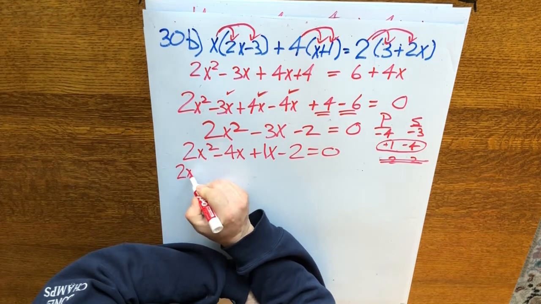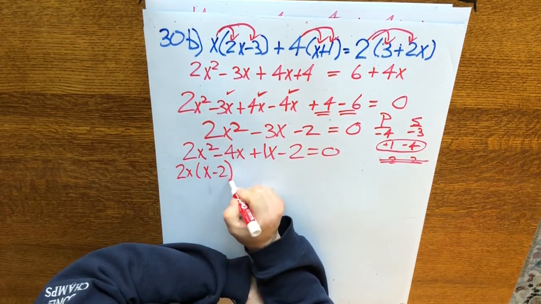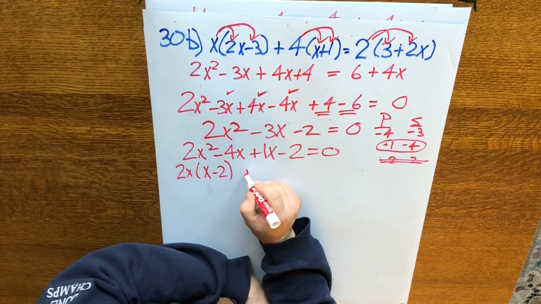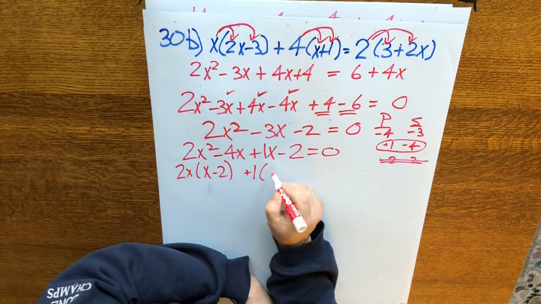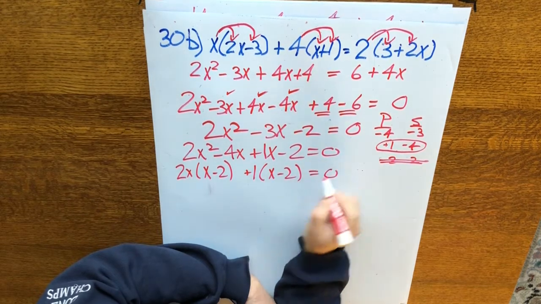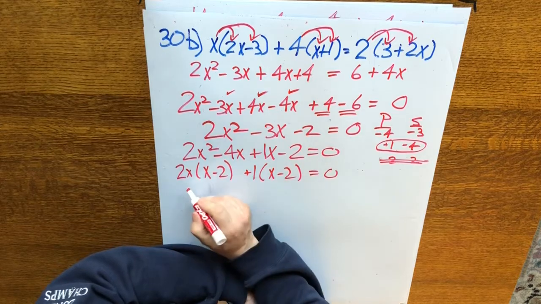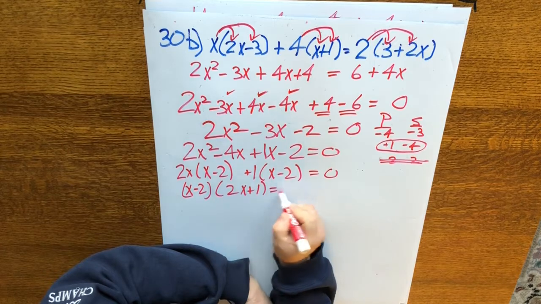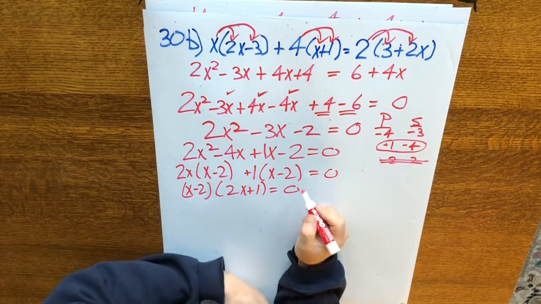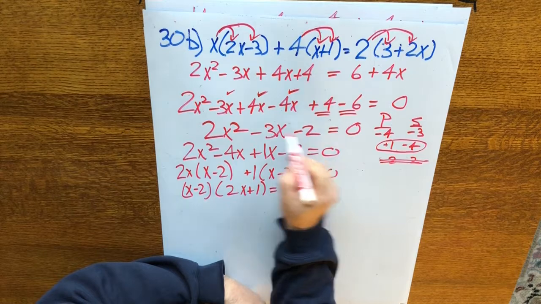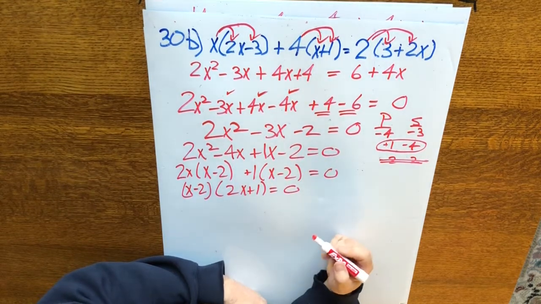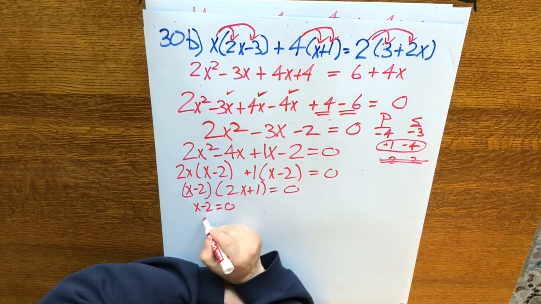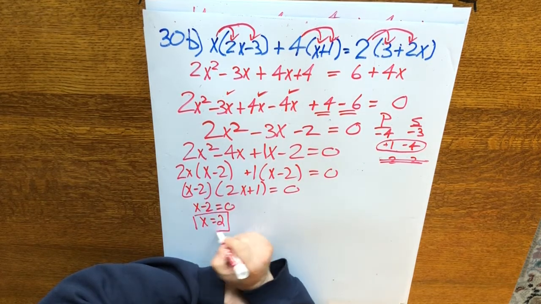Common factor from the first two terms, common factor from the second two terms. All you can take out is a 1 from these ones. And you create that warm and fuzzy feeling. x minus 2 times 2x plus 1 equals 0. So a quadratic equation, you want to have it set equal to 0, and then you factor it using all the different techniques I've shown you. And then once it's factored and set equal to 0, you just set each factor equal to 0 to get your solutions.